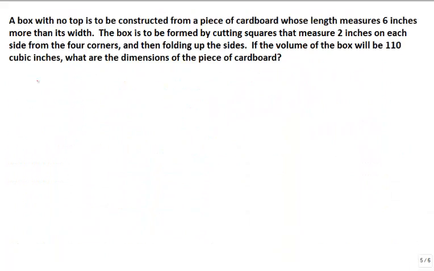Okay, in our next example, we have a box with no top is to be constructed from a piece of cardboard whose length measures 6 inches more than its width. The box is to be formed by cutting squares that measure 2 inches on each side from the four corners and then folding up the sides. If the volume of the box will be 110 cubic inches, what are the dimensions of the piece of cardboard?